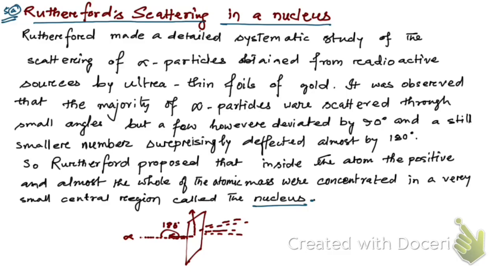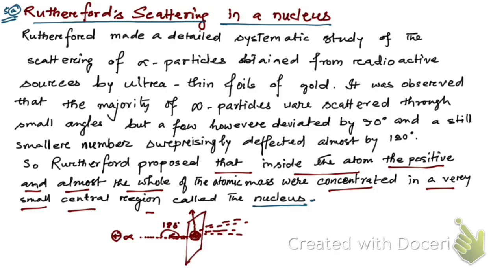So he made the conclusion, he proposed that inside the atom, because the alpha particle is positively charged, to deviate it there must be a positive charge. Almost the whole positive charge of an atom is concentrated in a very small central region, which is called the nucleus.